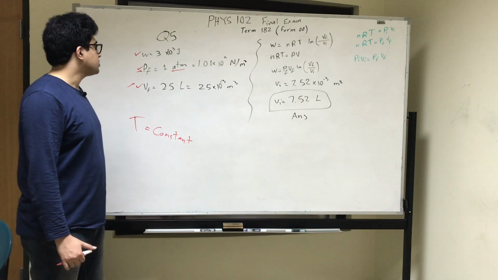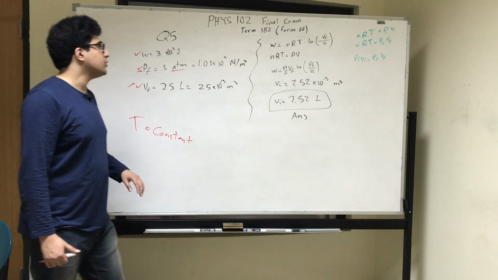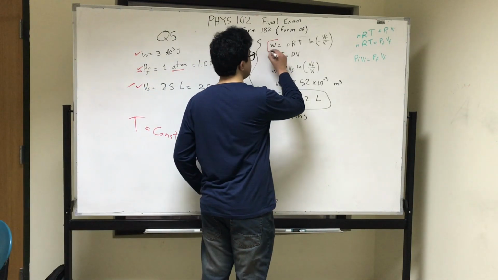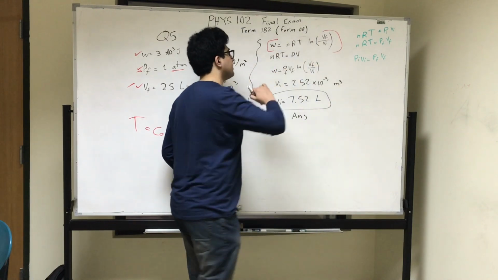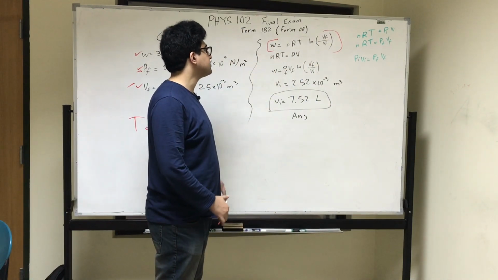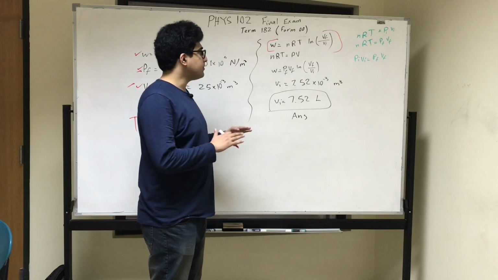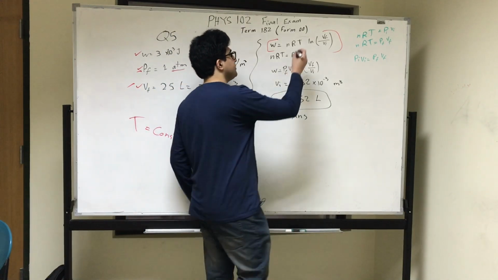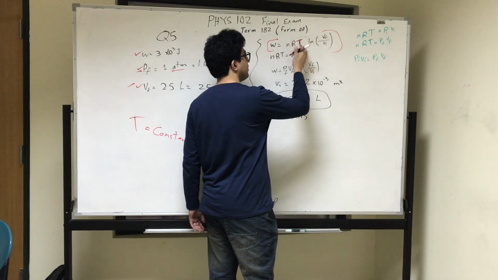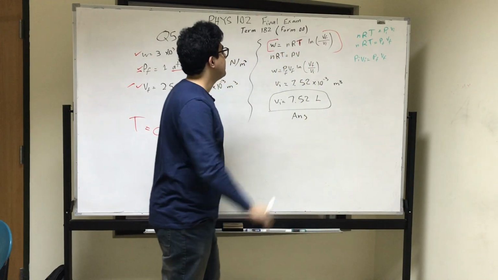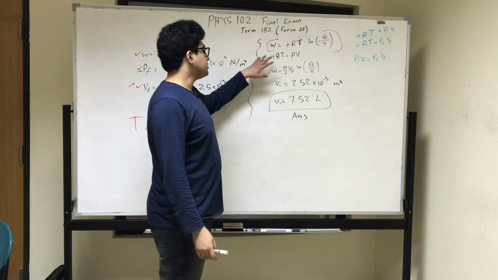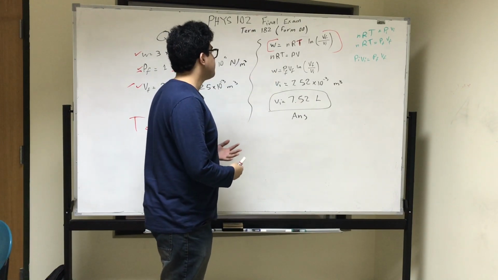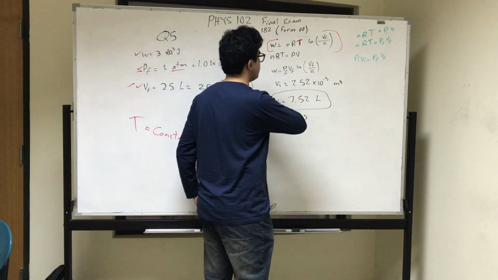After we do the conversions, we can use this equation. This equation gives you the work that the gas does on its surroundings if the process is isothermal. So if the temperature is constant, we can use this equation. I took it straight out of the formula sheet, so you don't have to memorize it or anything like that.